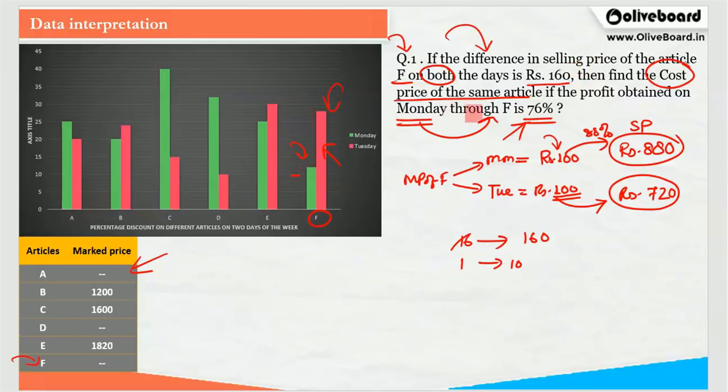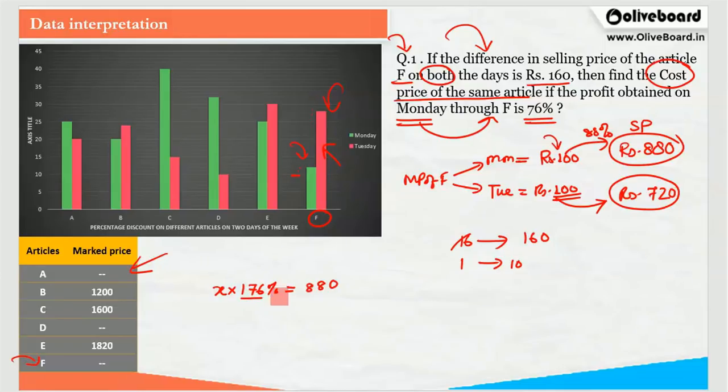On Monday the profit is 76%. Now the profit is always used with respect to the cost price. So if I assume that the cost price of article F on Monday or Tuesday, since the cost price is the same on both days, is rupees X, then I can write X multiplied by 176%, because 76% is the profit. So overall I will have 176% of the cost price equal to your SP on Monday. The SP on Monday is 880.